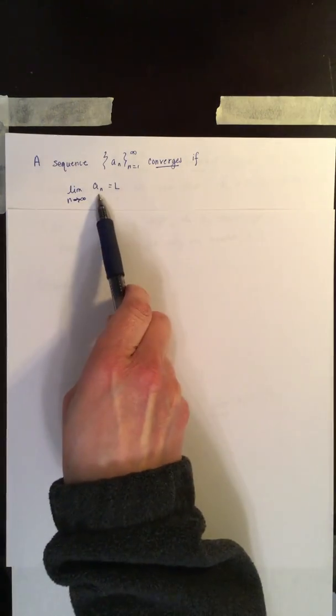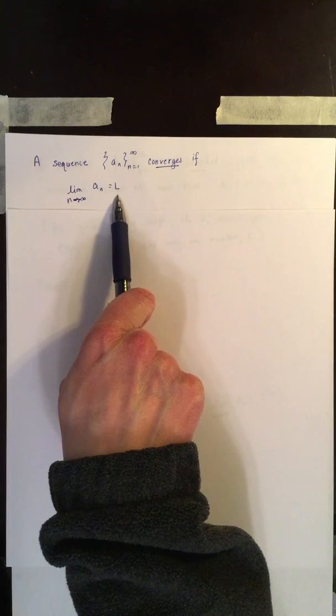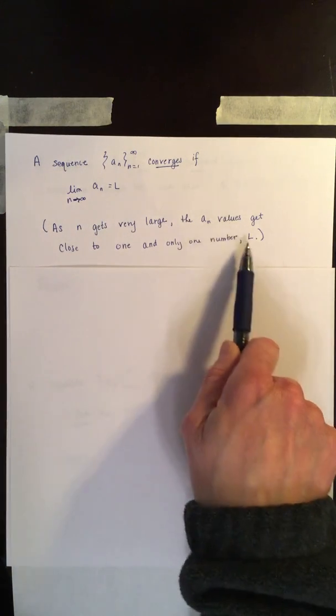We say that a sequence converges if the limit of the terms as n goes to infinity equals L. In other words, the terms as n gets very, very large approach one and only one number. And when n is very large, a sub n is very close to that number.